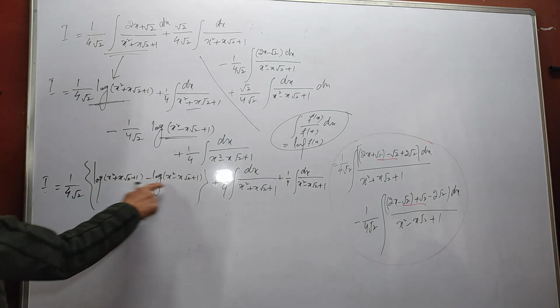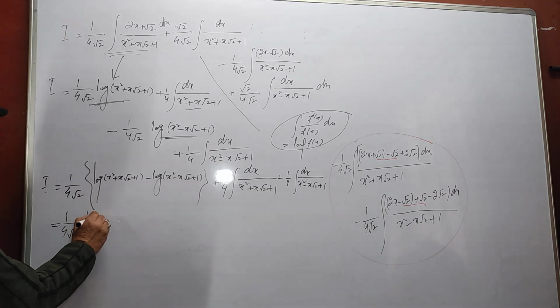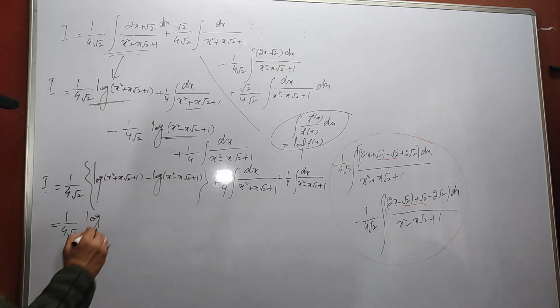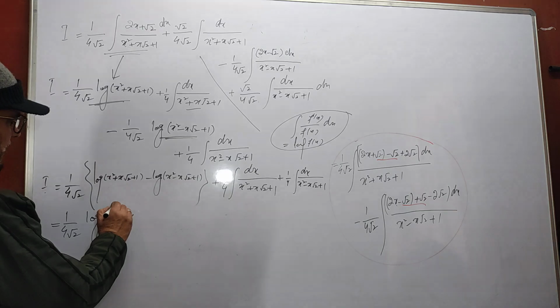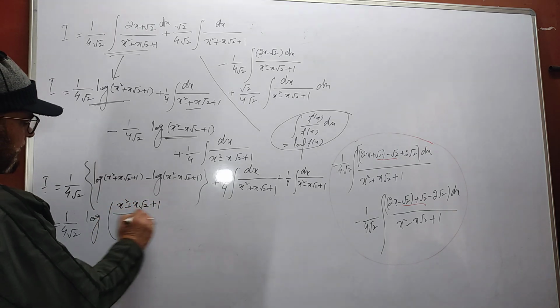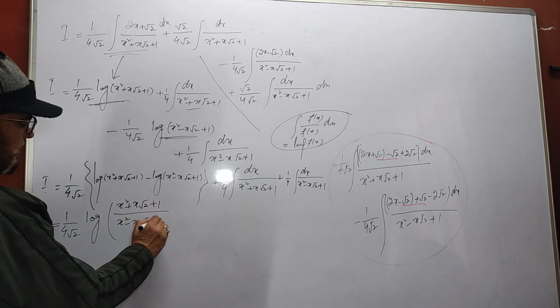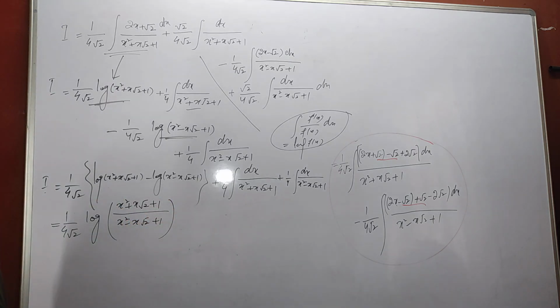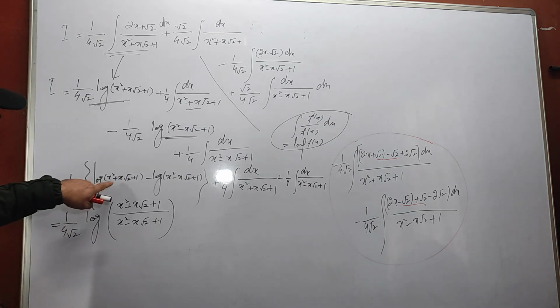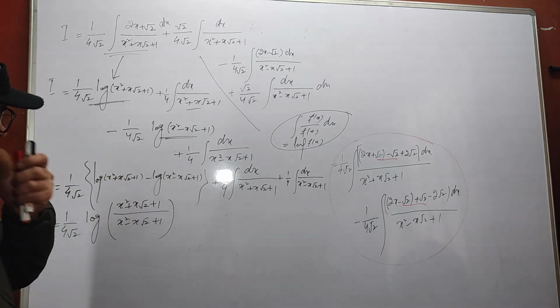Now it is log of m minus log of n. You can write it 1 by 4 root 2 log of m by n, which is x square plus x root 2 plus 1 by x square minus x root 2 plus 1. This is the simplified form of these two results. Log m minus log n is log of m by n.